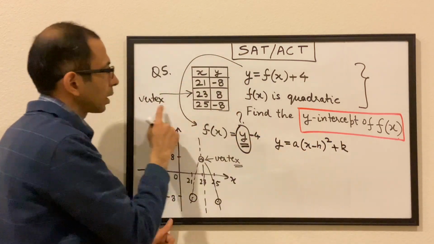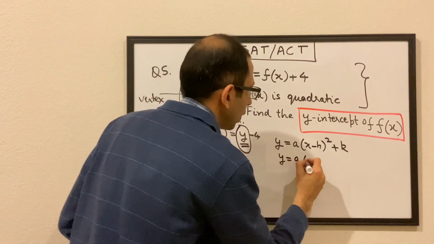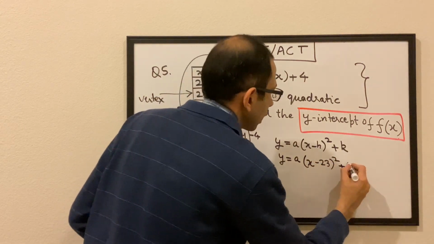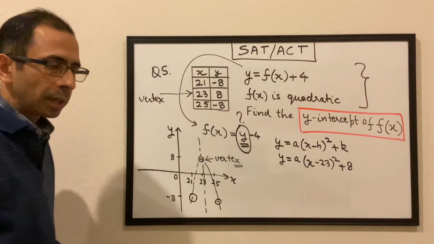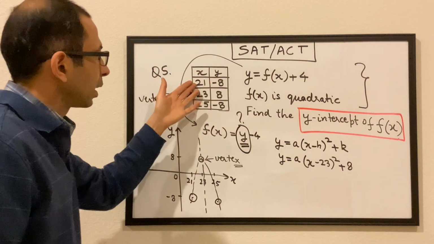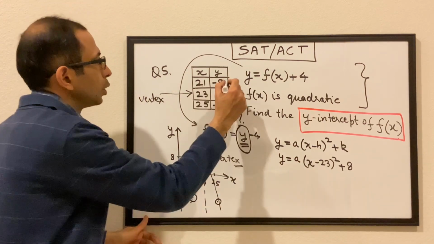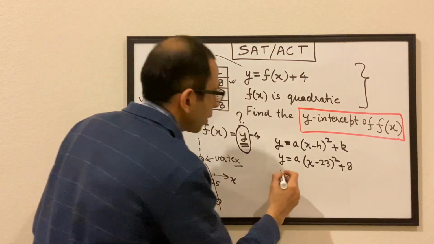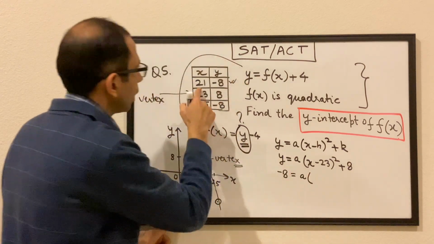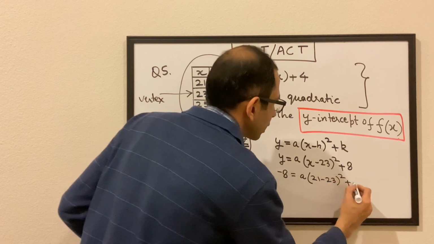And we know that the vertex is this. So y is equal to a(x minus 23) whole square plus 8. Correct? We have other 2 points here as well. We can plug in any of the points in terms of y and x and get the value of a. Let's say we choose this point. So we write minus 8 is equal to a(21 minus 23) whole square plus 8.